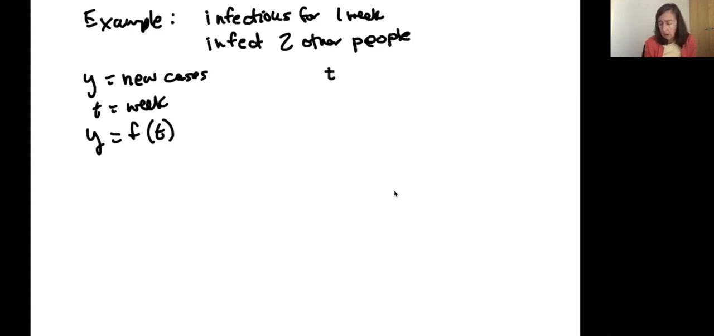And let's start off in week 0. We've got 1 person infected. Okay, so that person is contagious for a week. And by week 1, they've infected 2 people. The first person is no longer contagious, but now these 2 people each infect 2 more. Okay, so we get 2 times 2 equals 4 new cases in week 2.